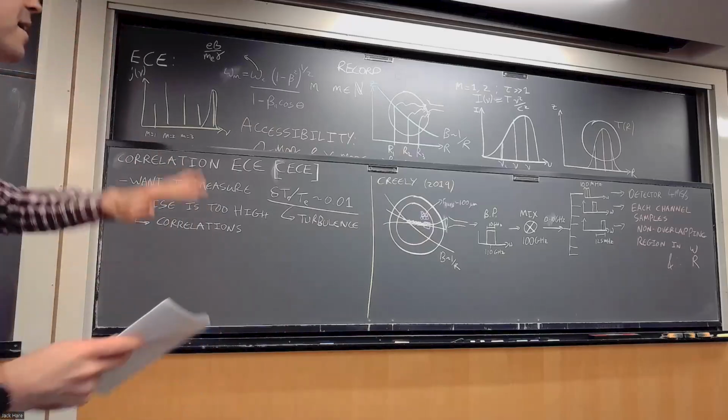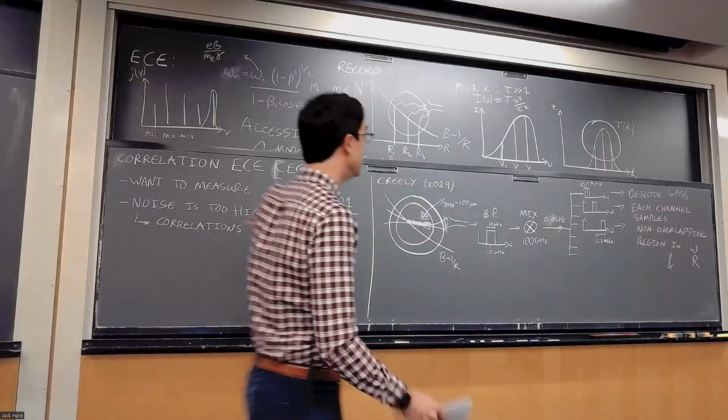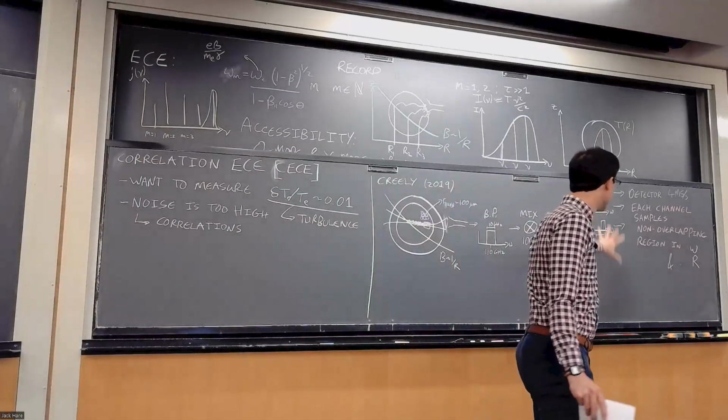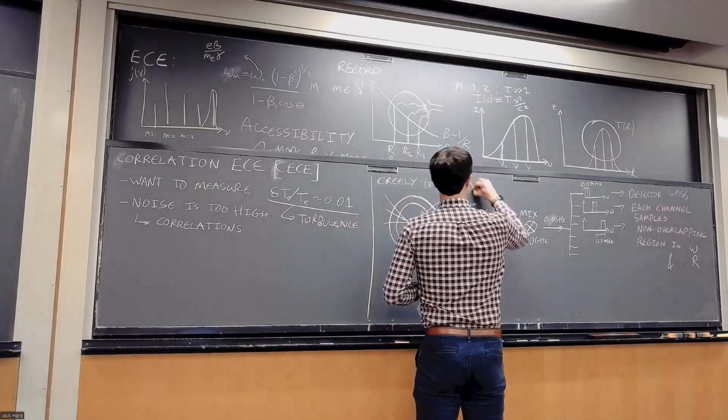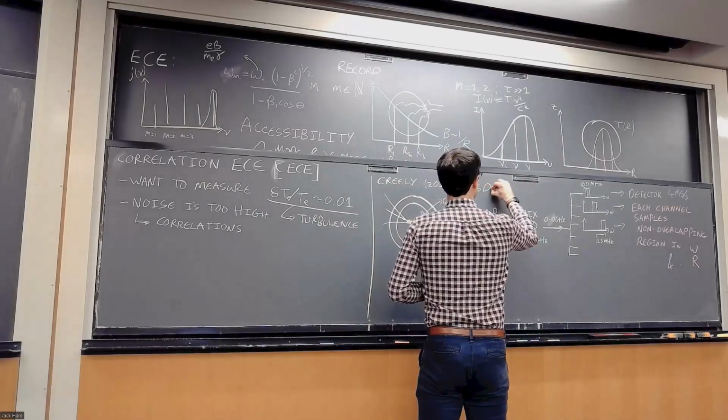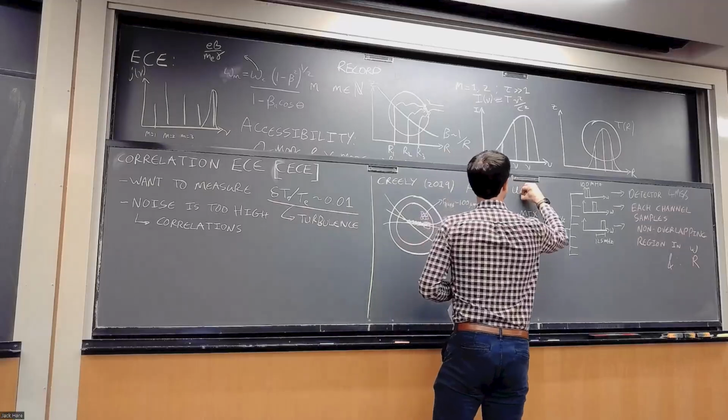So I have not yet told you anything about how correlation ECE works. I'm just giving you an outline of exactly how these measurements are made with an example from ASDEX Upgrade. But there are other similar devices on other tokamaks.